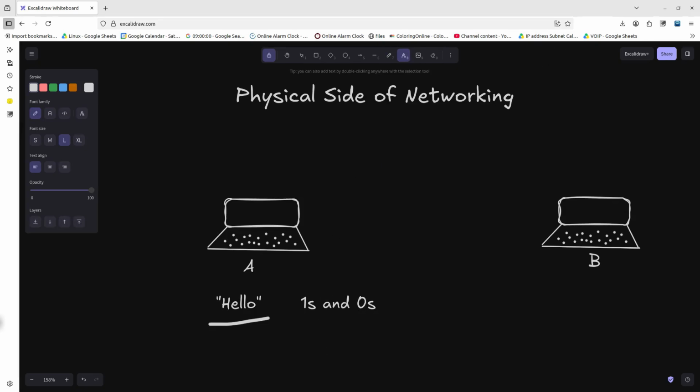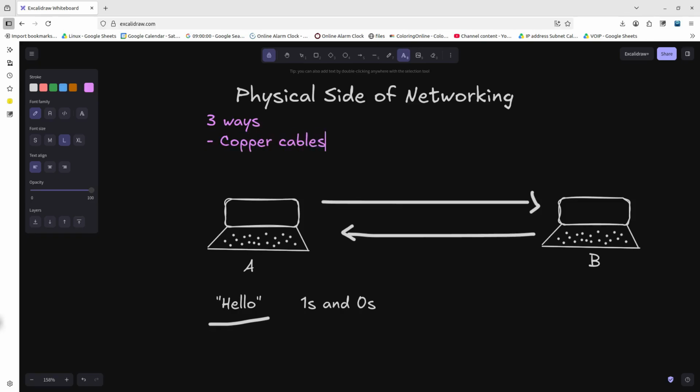If you remember, we studied the whole topic of binary in the previous playlist. If you don't know what I'm talking about, please go back and have a look at it. Any data, whether it's text, video, image or a file, everything is converted to ones and zeros. But now how do we make these ones and zeros travel from computer A to B and B to A? So there are three ways you should know. First is copper cables, next is fiber optics, and third is wireless.